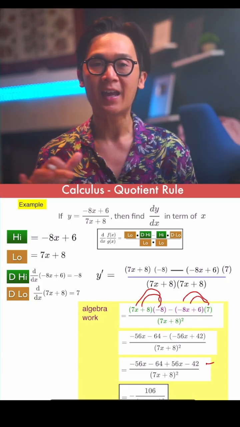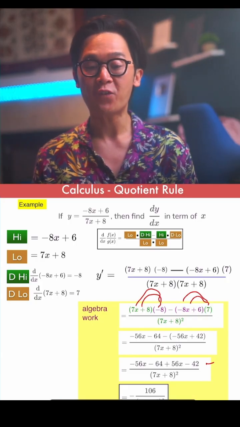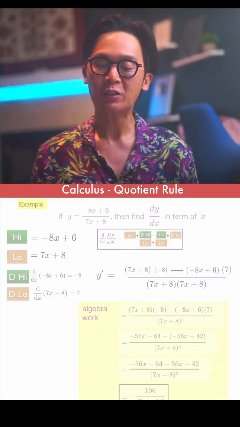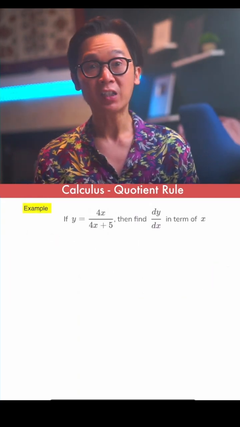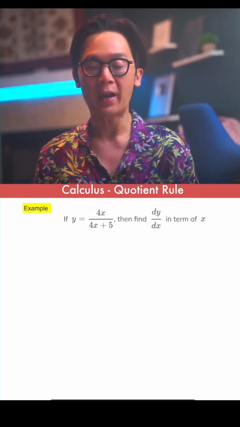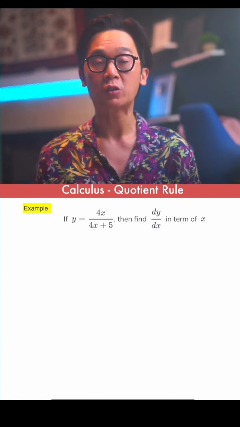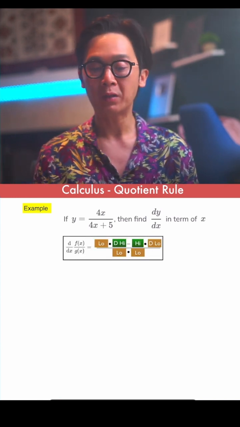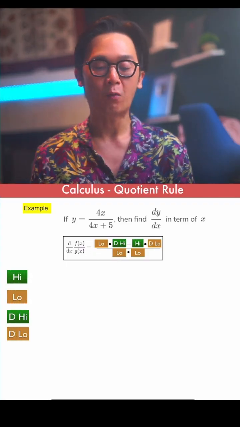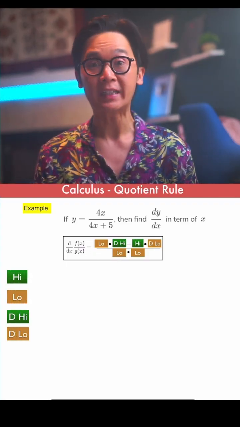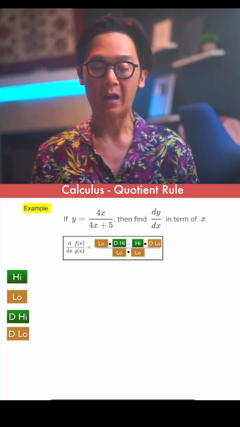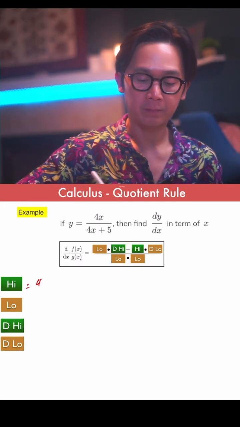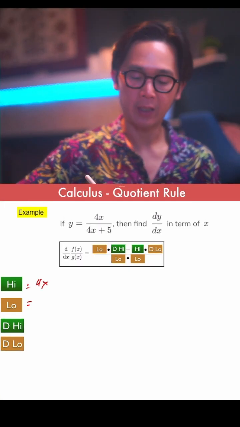So this is our derivative function for the function y using the quotient rule. Let's use this again, given by this function, y is equal to 4x all over 4x plus 5. To find the derivative of this function with respect to x, we'll have our formula once again, which gives us our high, our low, our d high, and our d low, which in this case, high is our numerator, low is the denominator.